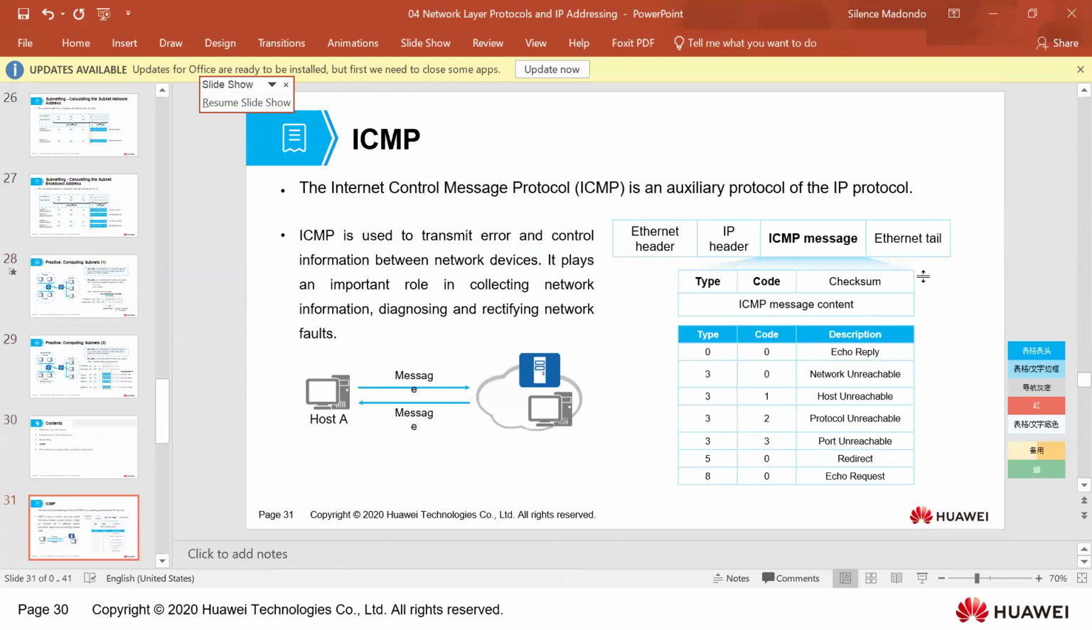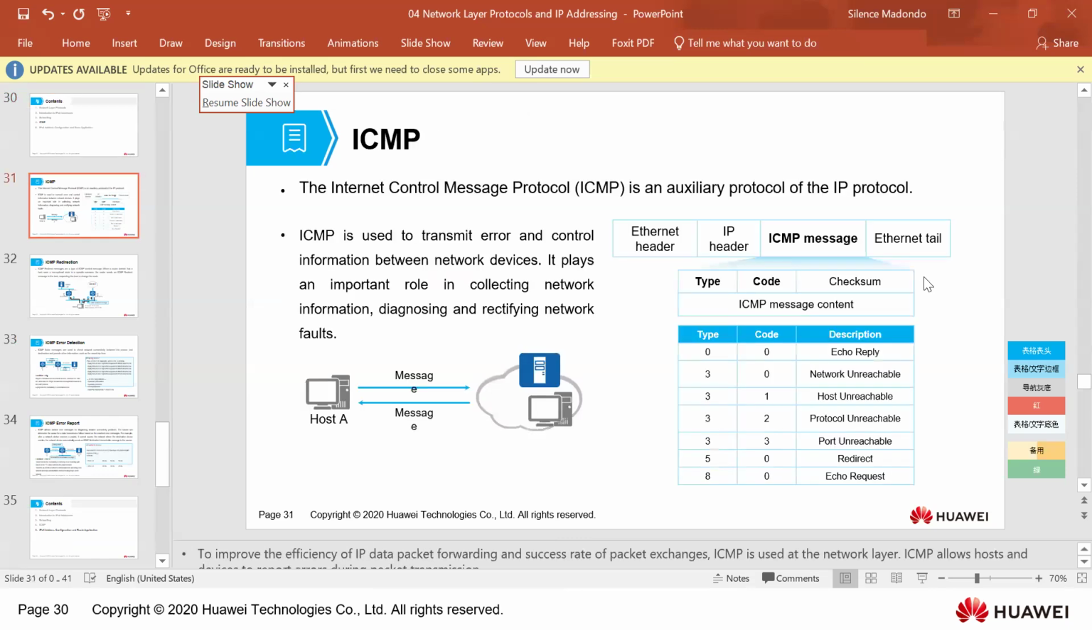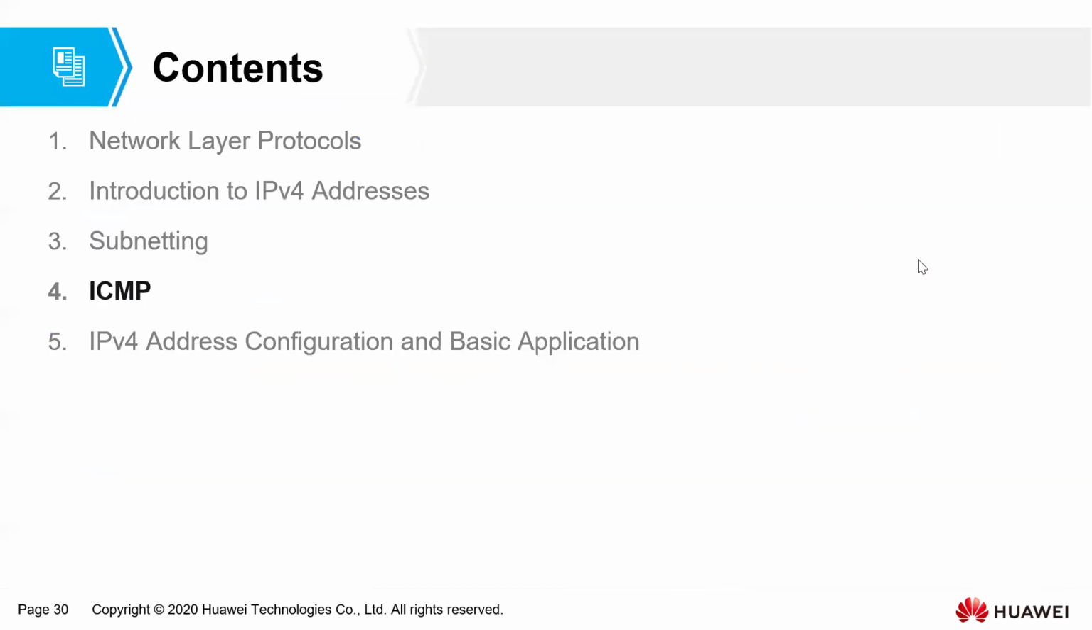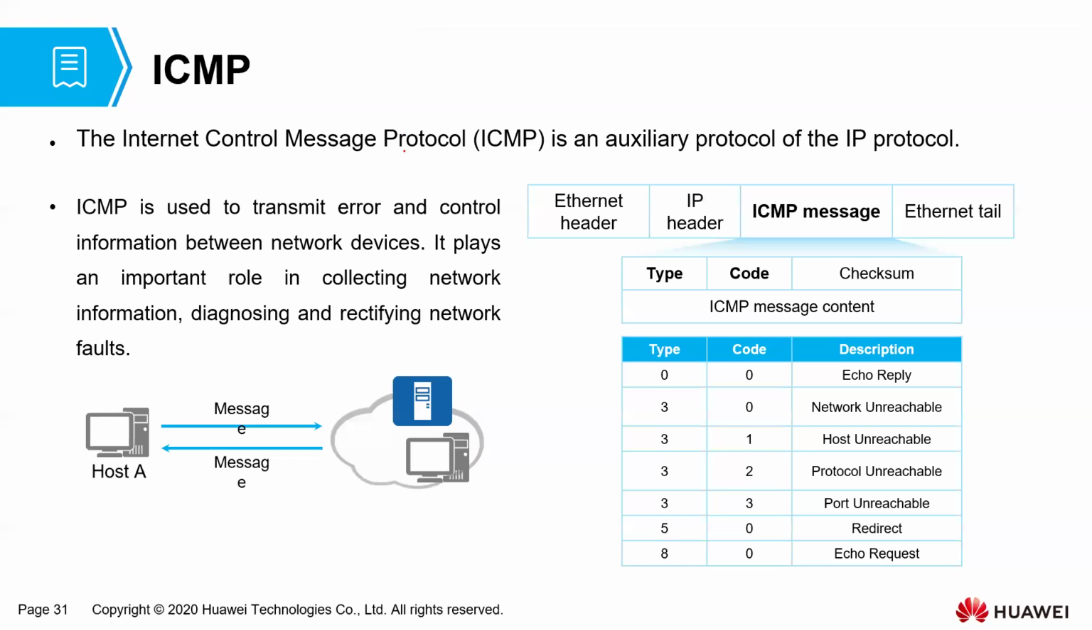All right, moving on to ICMP. Internet Control Message Protocol. ICMP is a protocol that is used to transmit error and control information between network devices, playing an important role in collecting network information, diagnosing and rectifying network faults. ICMP, in its simplest form, is what you call ping. I'm sure you've heard about that. A tool which is used to test for connectivity. So ping makes use of the ICMP protocol.